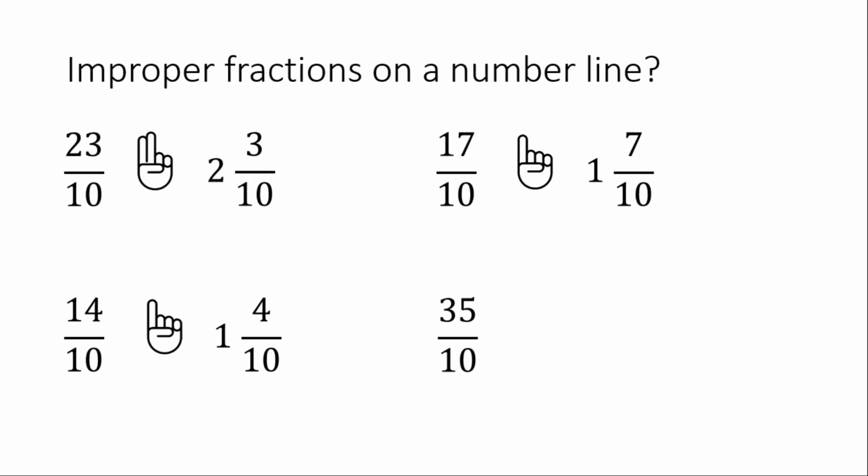And finally, 35/10. We're going to count by 10 till we get to 35. 10, 20, 30. That's as far as we can go. So the whole amount is 3. And then the leftover bit is 5. So 3 5/10. When the denominator is 10, is there an easier or faster way to figure out how to turn it from an improper fraction to a mixed fraction?